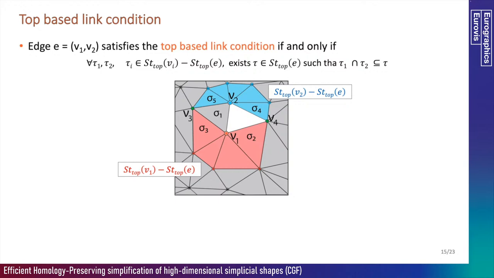So, for example, in this case, since we have a top simplex sigma 4, which intersected with sigma 2 creates V4, and since we have this vertex V4, which is not contained in any top simplex incident in the edge that is going to be contracted, then we can conclude that the edge contraction is not homology preserving, so the link condition is not satisfied.